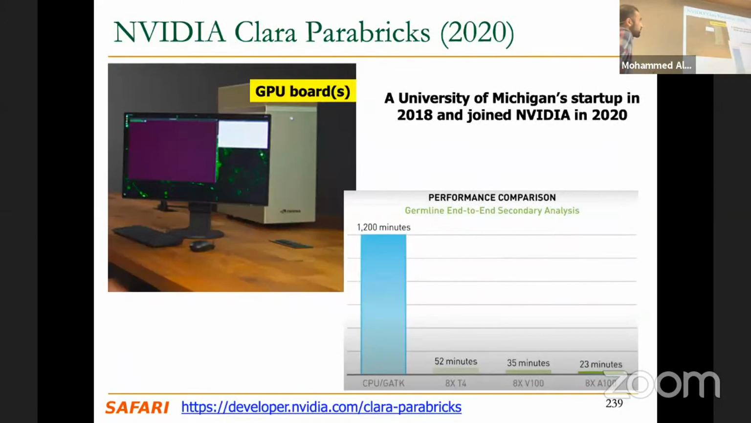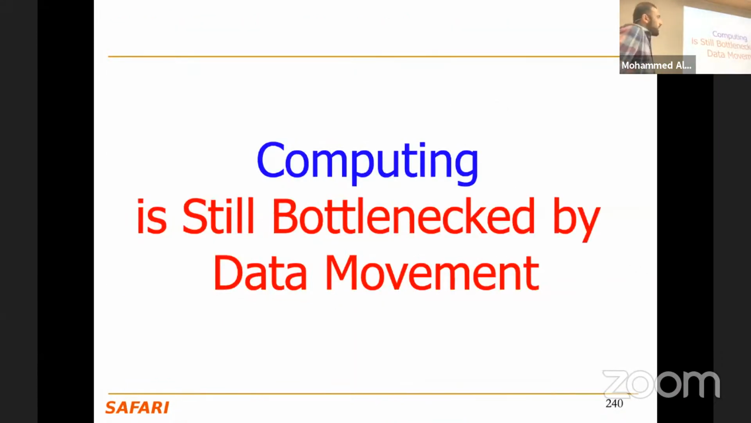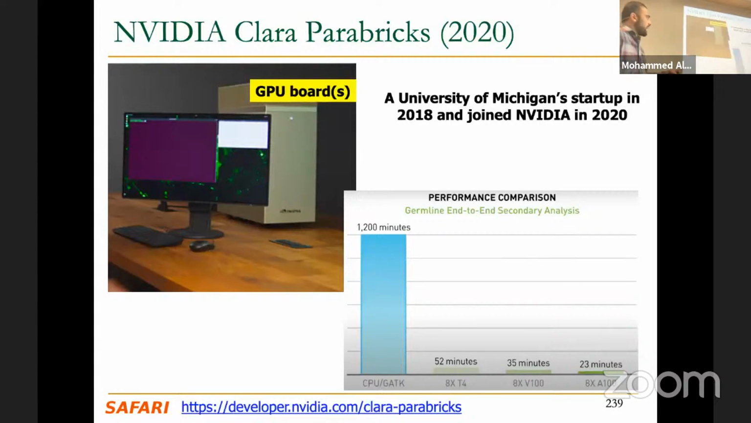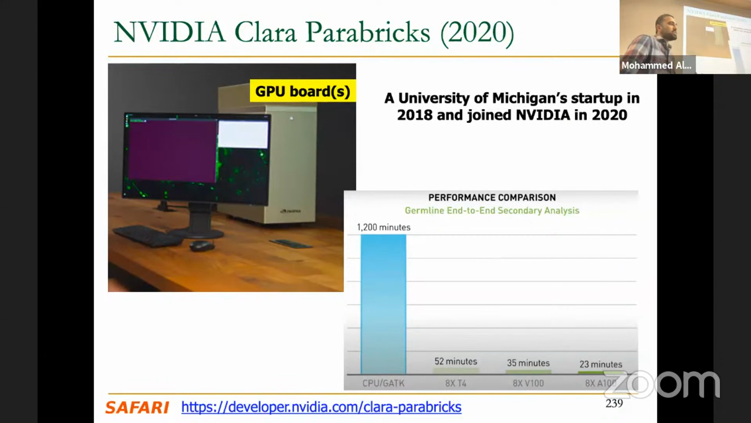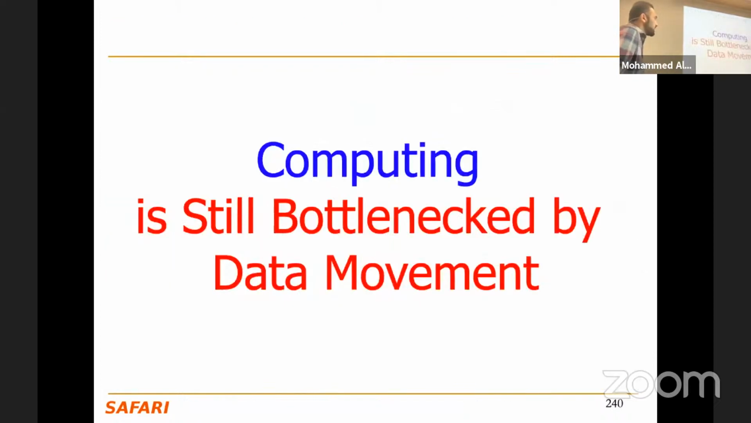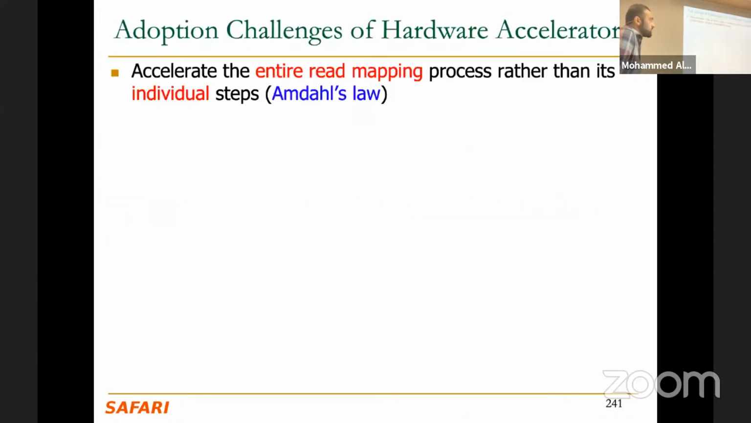This is another example from NVIDIA. 4 years later, they started to develop GPU cards for genome analysis only. They are dedicated just for genome analysis. And you can see the cut down in time. So computing is still bottlenecked by data movement, even with the commercialized solutions from Illumina and from NVIDIA, because they are still FPGA and GPU, but not processing in memory or processing in storage or processing in the sequencing machine. So we still cannot answer our own question about where is the best place to do processing for this huge amount of genomic data.